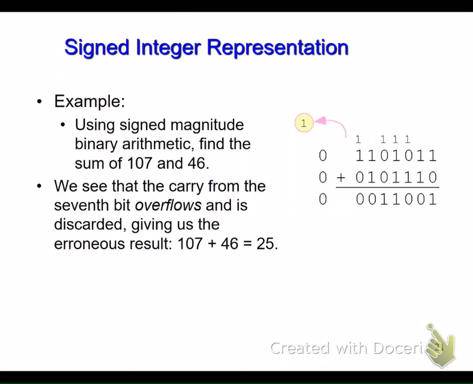With this signed integer representation, as you can see, 1 plus 0 is 1, 1 plus 1 is 2, which is 0, carry 1, and so on and so forth. And at the end, you will have 1 plus 1, it's 0, and then carry 1. Oops, I don't have enough place to carry this number, and unfortunately, when you do that, you will find that 107 plus 46 is 25. And this happened because of something called overflow.